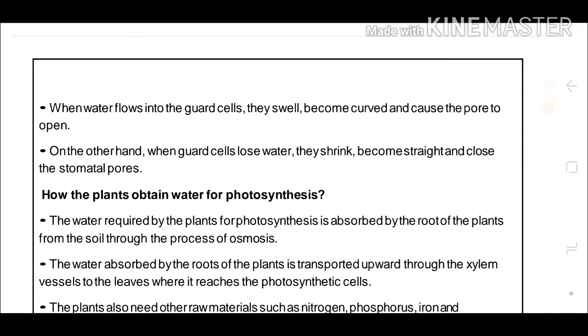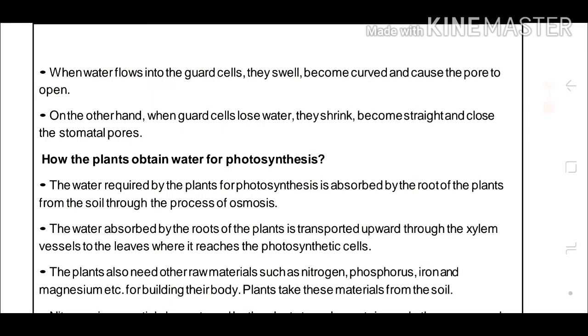How the plants obtain water for photosynthesis. The water required by the plants for photosynthesis is absorbed by the roots of the plants from the soil through the process of osmosis. The water absorbed by the roots of the plant is transported upward through the xylem vessels to the leaves where it reaches the photosynthetic cells.